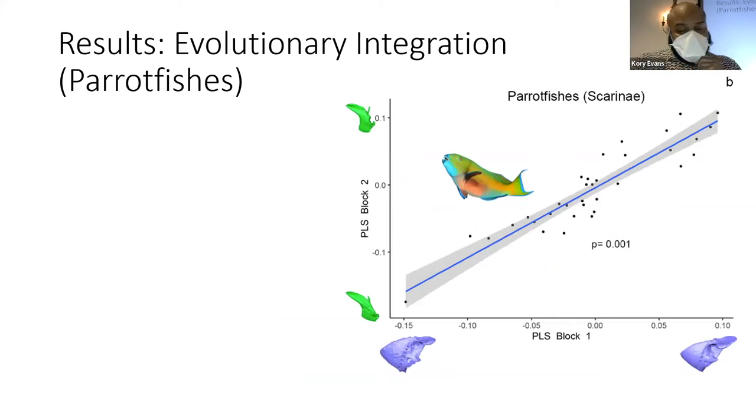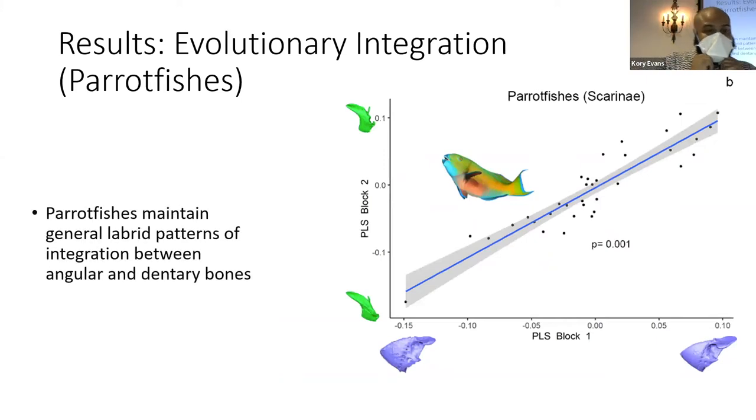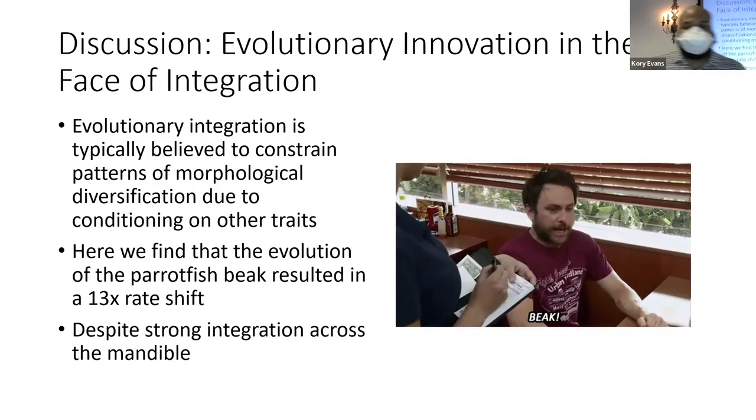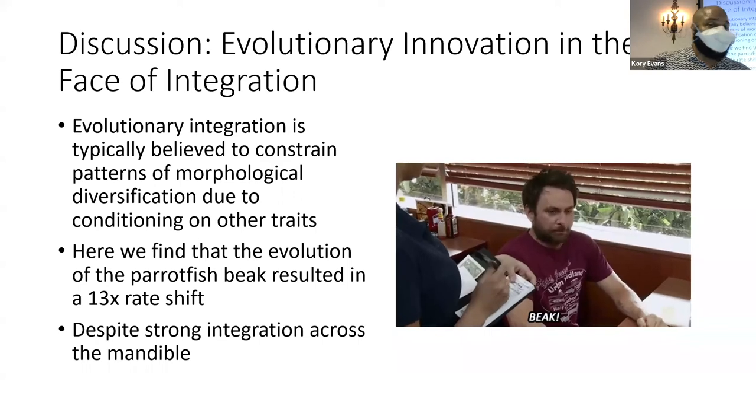When we look at parrotfishes, we actually find the exact same pattern. So generally, parrotfishes are also highly integrated in their oral jaws, which was a surprise. If you remember before, I mentioned that evolutionary integration constrains rates of trait evolution due to some of the competition. However, in the case of parrotfish, we find rapid rates of jaw shape evolution in the presence of really strong integration.